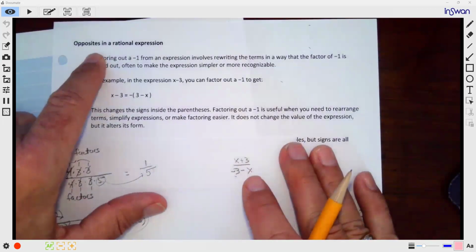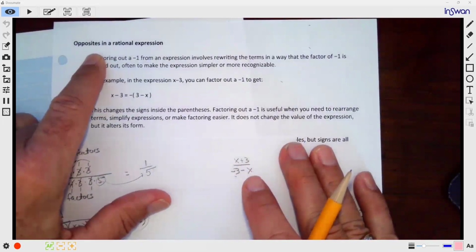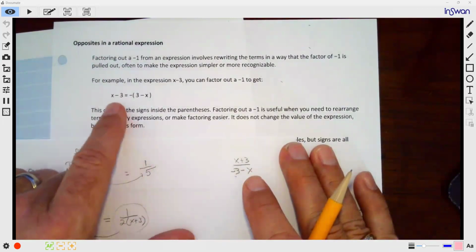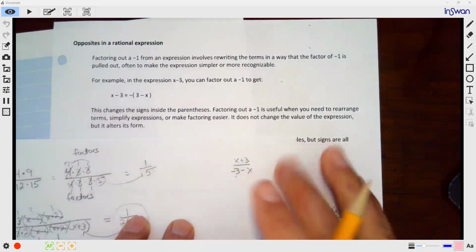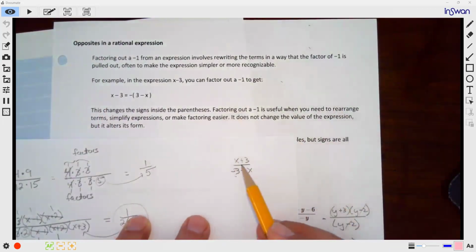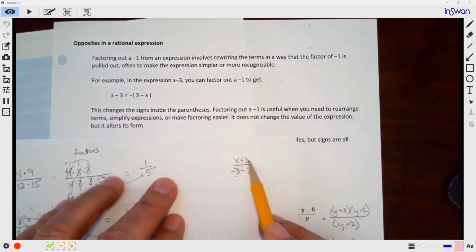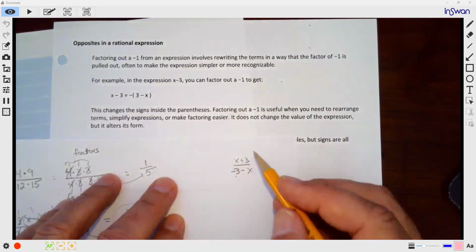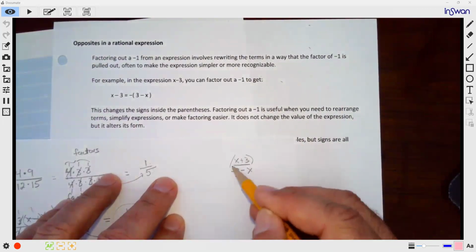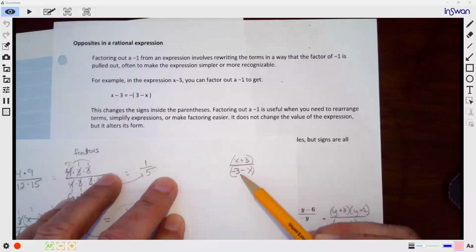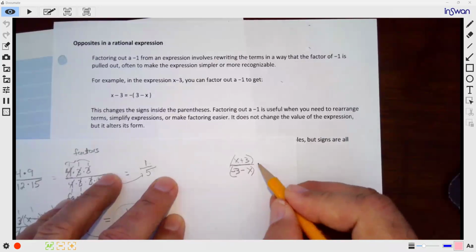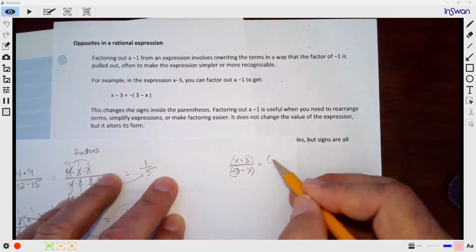Okay, opposites in rational expressions. What makes something an opposite is all the numbers and variables are there, but the signs are all completely backwards from each other. So for example, let's say I had x plus 3 on top and minus 3 minus x on the bottom. And I go, okay, can I factor, can I cancel these? Well, these are not exactly the same. The signs are wrong. And so an opposite means that I can factor out a negative 1.